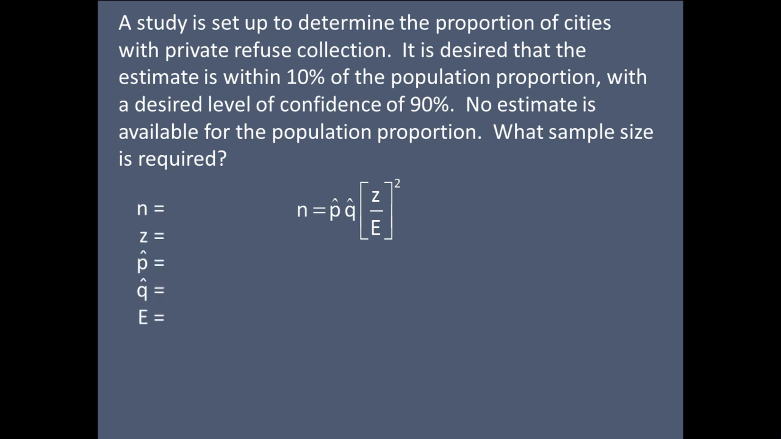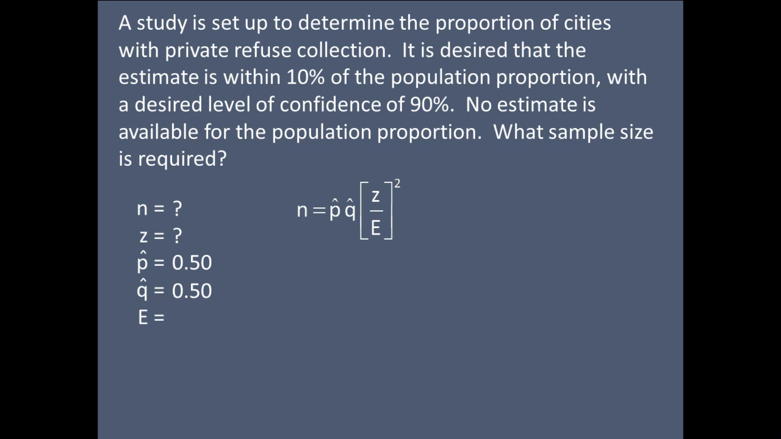Looking for all the bits and pieces of that. We're trying to solve for n. Z we'll get in a minute from our standard normal table. P hat, it tells us we have no estimate available for p hat. So when we have no estimate for p hat, what do we do? We try to make p hat times q hat as big as possible. The only way to do that is to make them both 0.5.